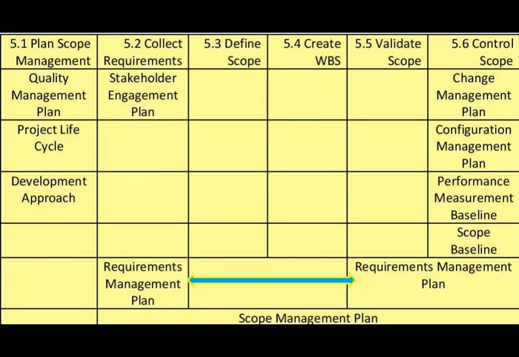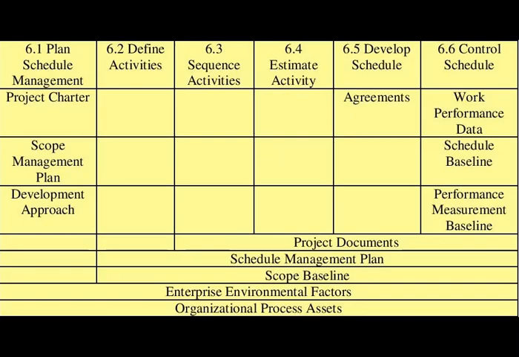Question 7. All of the following are inputs to the manage communications process except A. Lessons learned register, B. Quality report, C. Stakeholder register, D. Requirements documentation. Question 8. All of the following are inputs to the control resources process except A. Lessons learned register, B. Assumption log, C. Risk register, D. Resource breakdown structure.